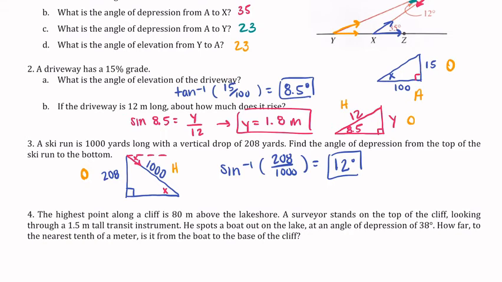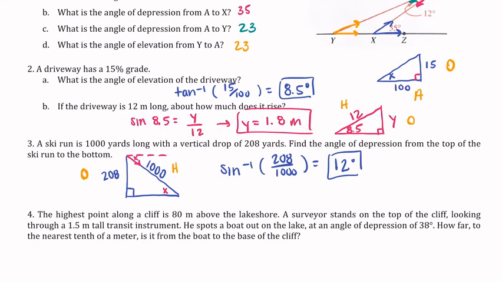All right, and the last problem for today, number 4, it says the highest point along a cliff is 80 meters above the shoreline, or the lake shore. A surveyor stands on the top of the cliff looking through a 1.5 meter tall transit instrument. He spots a boat out on the lake at an angle of depression of 38 degrees. How far to the nearest tenth of a meter is it from the boat to the base of the cliff?